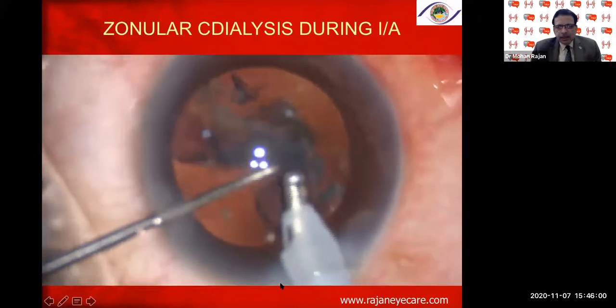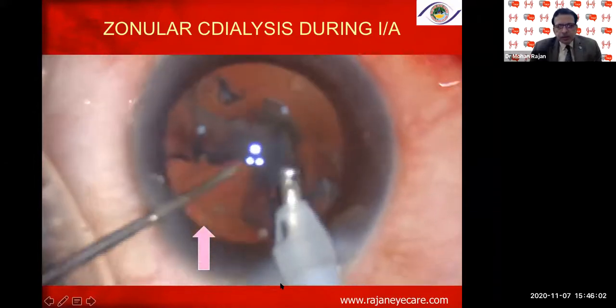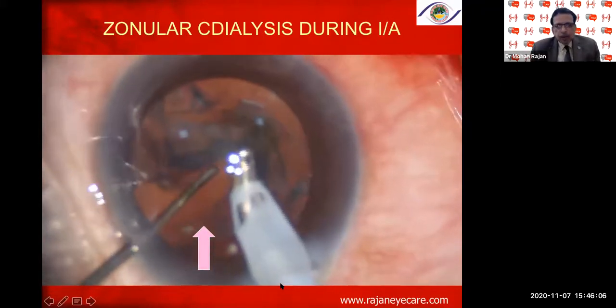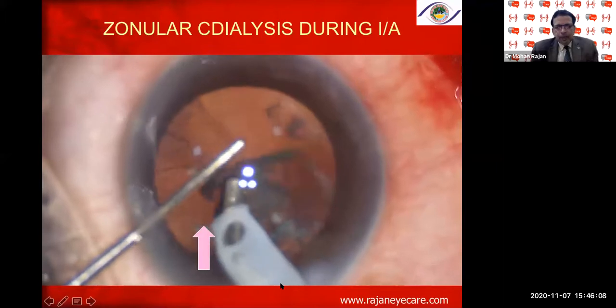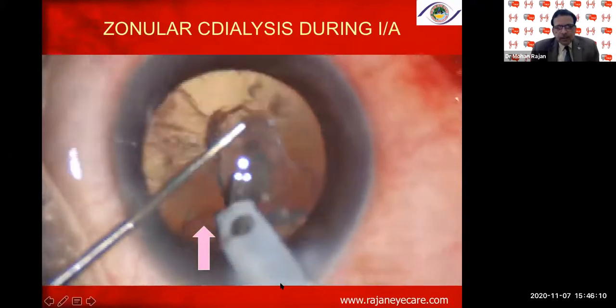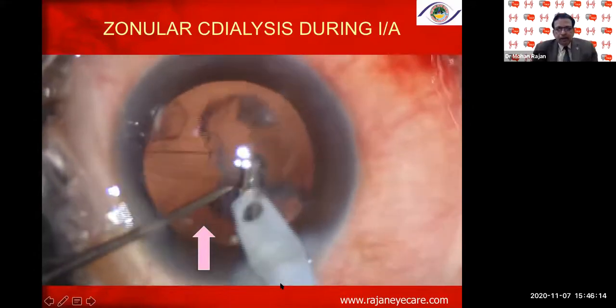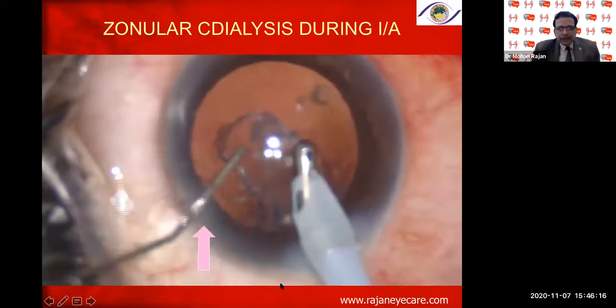You can see here that there is a zonular dialysis because there is an excessive pull. You can see that during the epinucleus and the cortex removal, the bag is also coming along with it. This is not an uncommon problem. You can see that zonular dialysis there.